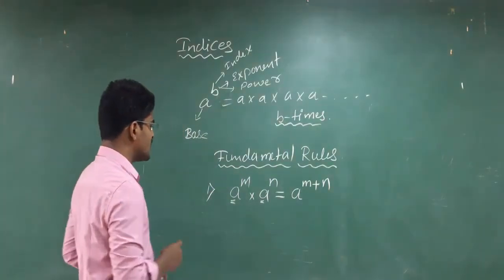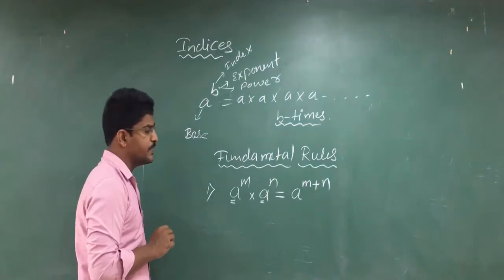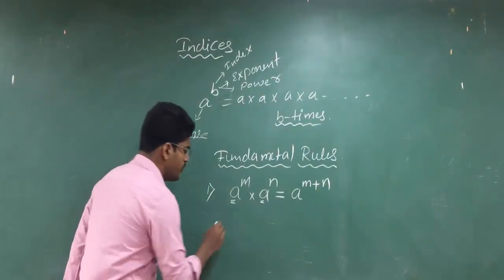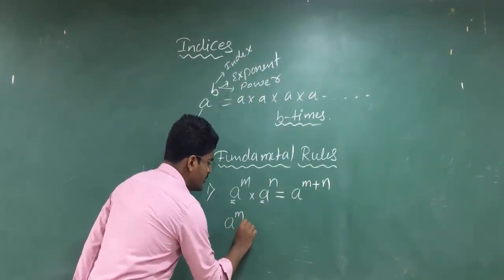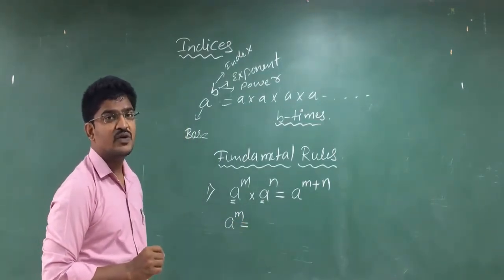Clear? So now let us look at the proof. Clear? So as you all know, a to the power of m is equal to what? A to the power of m means what?